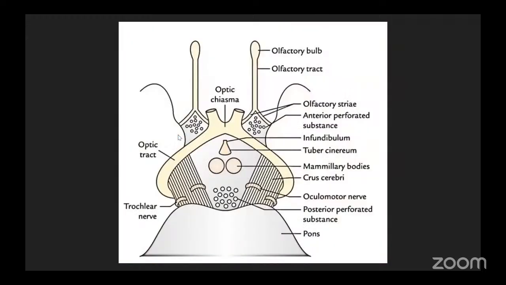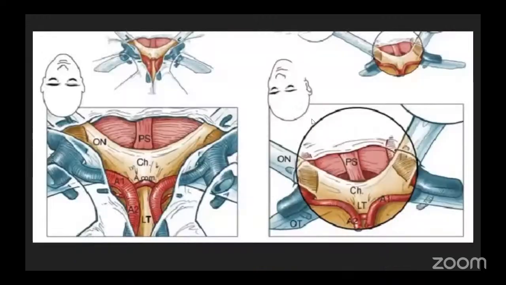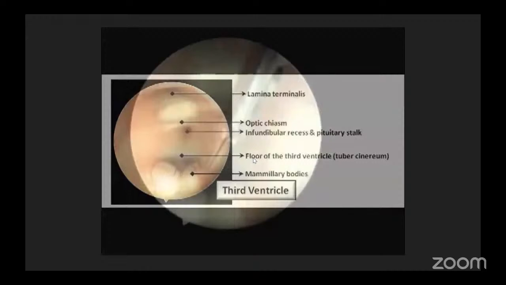Let's go back. Look at the sagittal section. This is the lamina terminalis, the optic chiasm, cranial nerve 2, and then we have the pituitary stalk, and then we have tuber cinereum here, mammillary bodies. Remember the sequence. Let's come back. And you can see the same sequence, the chiasm, the stalk, tuber cinereum, around this, mammillary bodies. This is the same sequence. You're just looking at it from top via an endoscope.